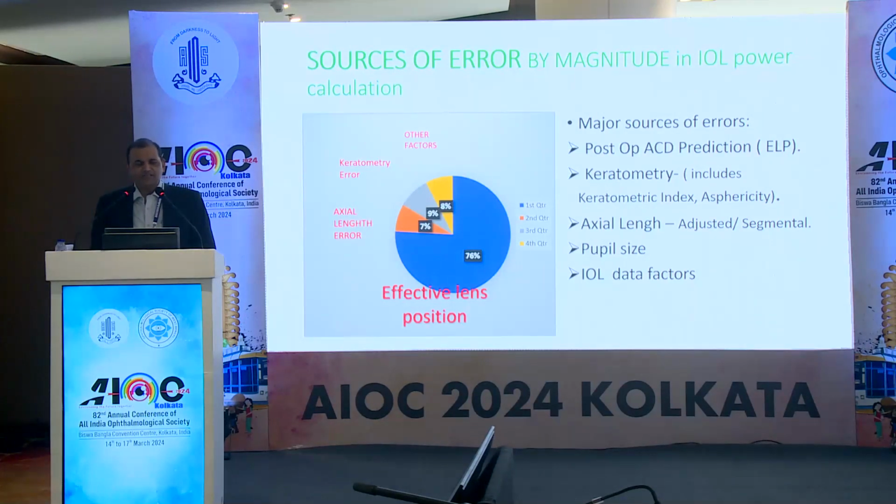Even though we are increasing the variables of the keratometry, like asphericity, and we are considering the keratometric index in the formulas, we are trying for betterment of the keratometry part. As far as axial length is concerned, we have some adjustment in the axial length for the longer eyes. Dr. Tejas will take that part also, how we are adjusting by the Wong modification, and the newer optical biometry like the segmental biometry. All these are emerging for the development of the IOL power calculation formulas.